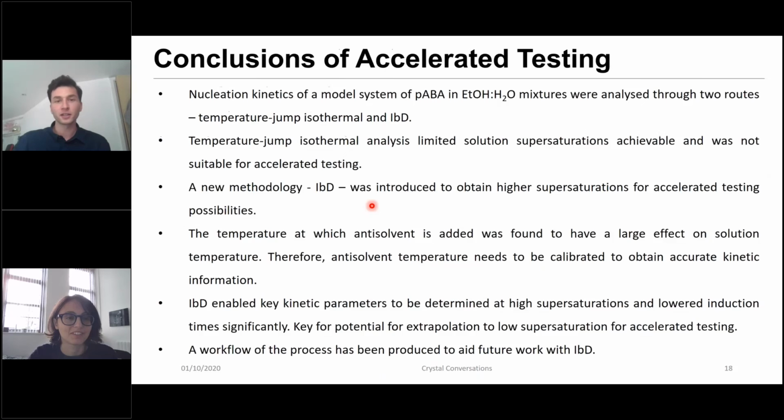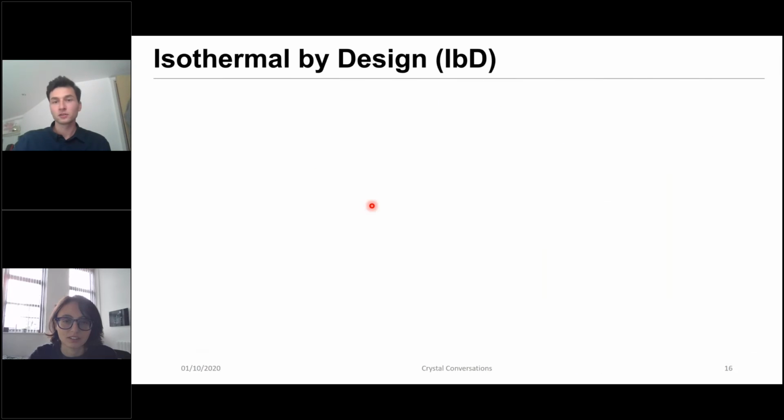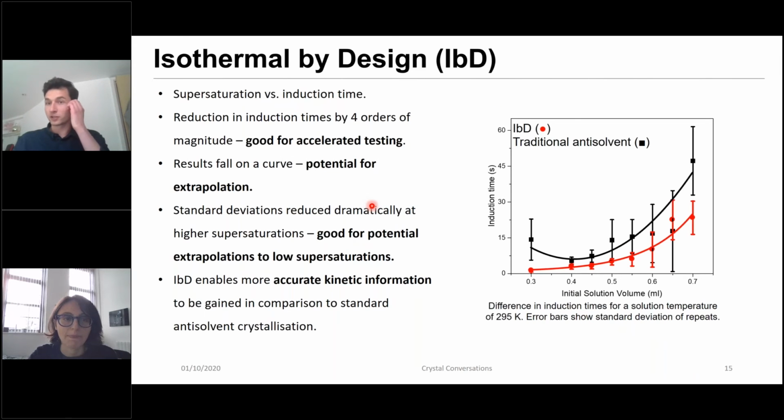And this leads to this data here, which is a comparison of the black being where the enthalpy of mixing isn't taken into account and the red where it is taken into account, and you get different data.